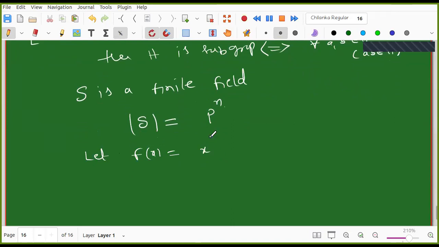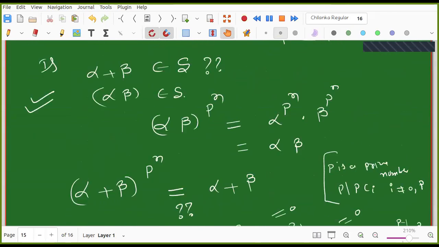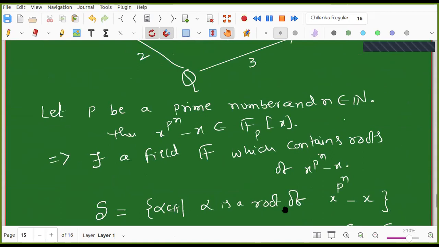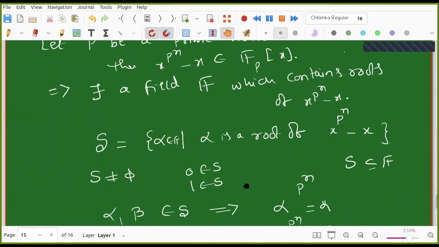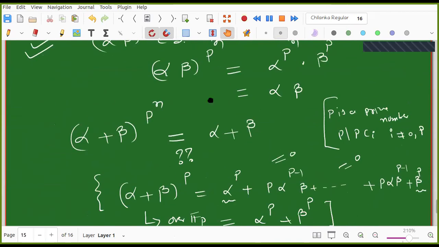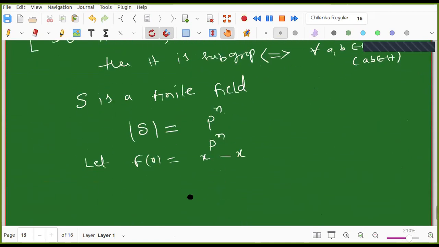That is okay, but what is S actually? S is the set of all roots of this polynomial, correct? That is the way I defined S. S is the set of all the roots of x power p power n minus x. But why are these all distinct?